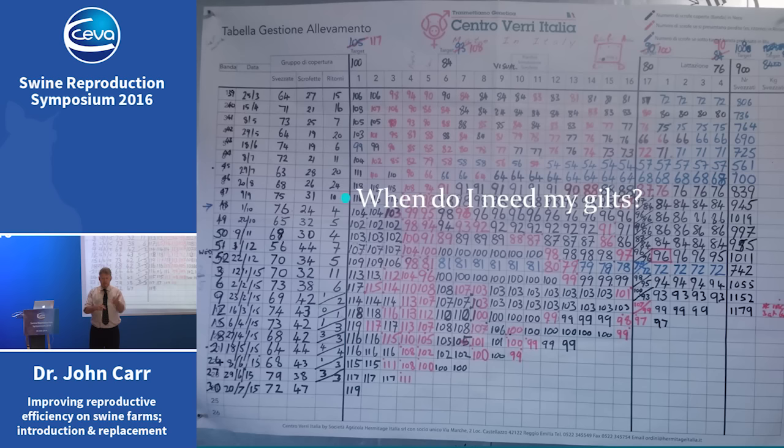So let's assume we have a little bit of a cock-up. That's closer to 9. So we've got 1, 2, 3, 4, 5, 6, 7, 8, 9. So week 12, week 13 of gestation, you need the gilts to get into the gilt pool.